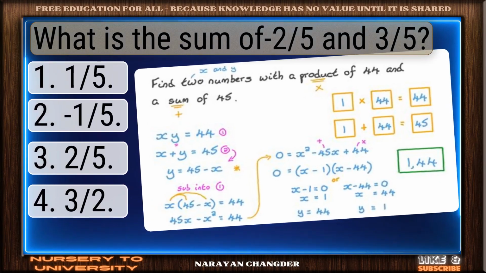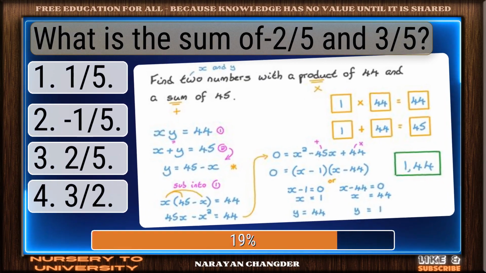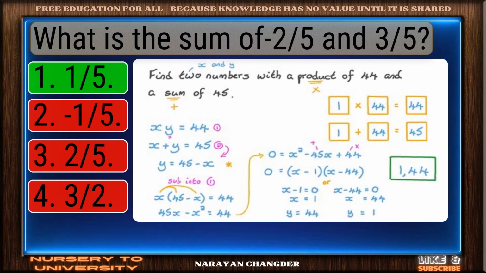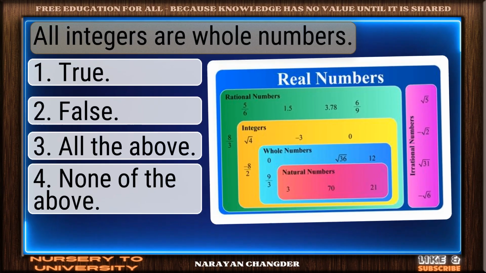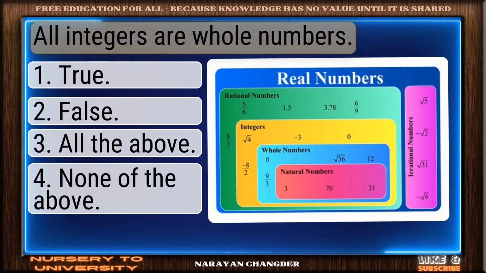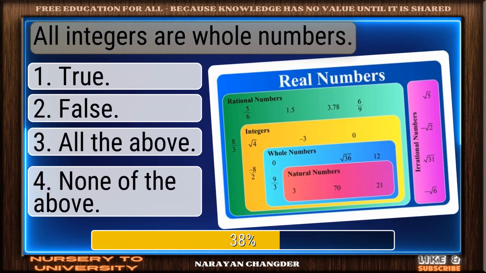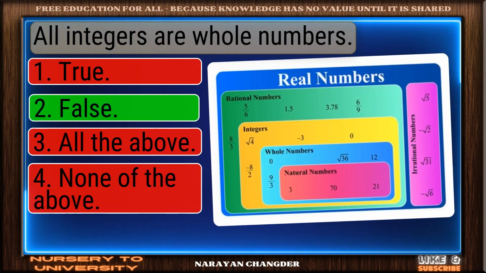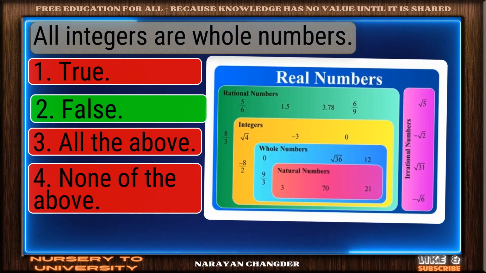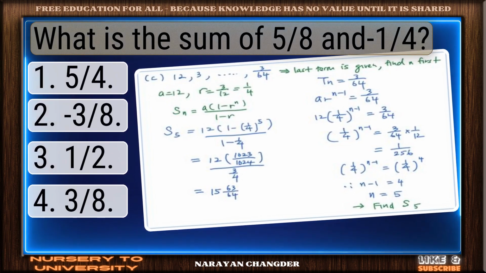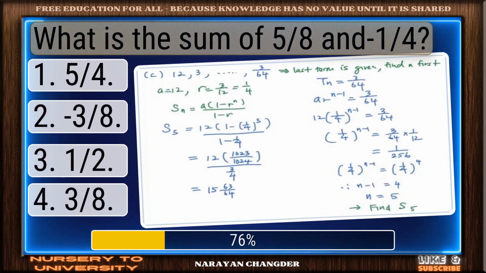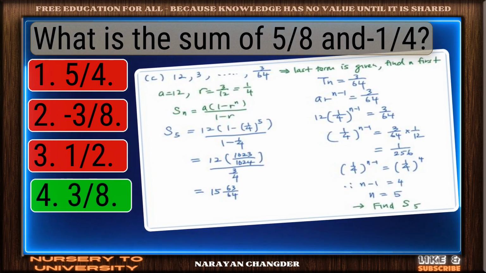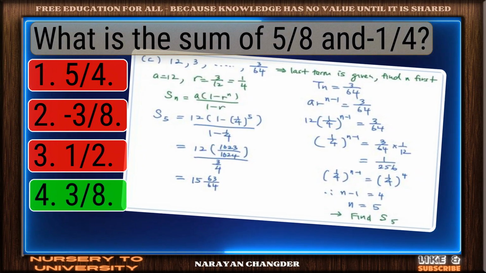Question number 121. What is the sum of 2/5 and 3/5? Nice work. You chose 1/5 and it is correct. Question number 122. All integers are whole numbers. Valid point. False is true. Question number 123. What is the sum of 5/8 and 1/4? Perfect. 7/8 is the correct choice.